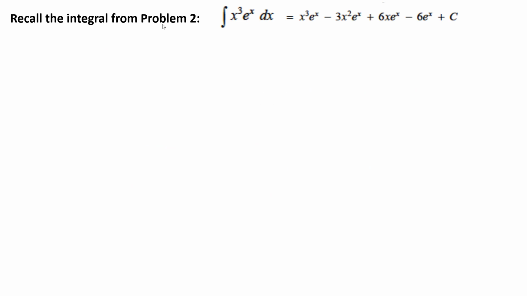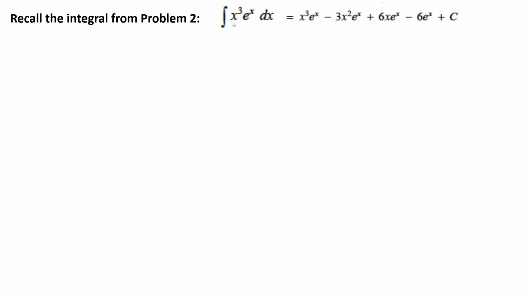All right, last step. If you recall the integral from problem 2, the integral of x cubed e to the x dx, this was our result. Kind of follow what we did. We basically did the same thing over and over again until the derivative of x cubed was 0. So look at the result.